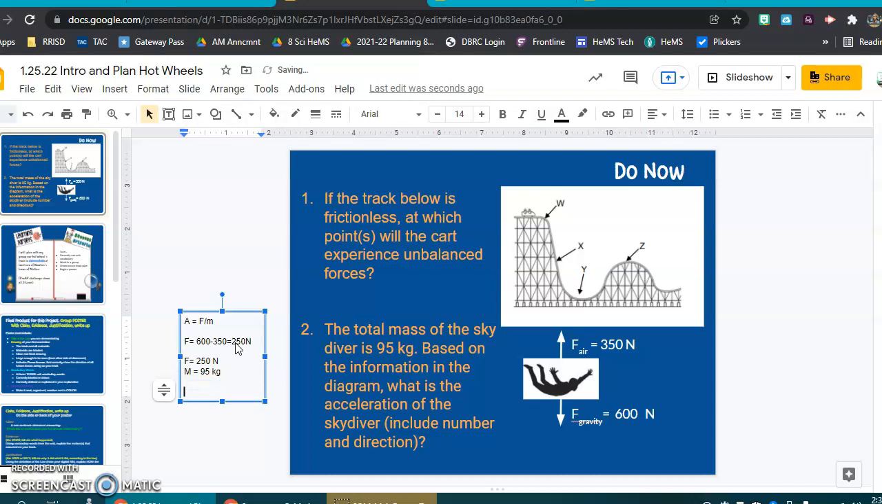So now I can come up with acceleration is equal to F divided by M. So it's going to look like this: 250 divided by 95. And you need to do the math on your calculator. And then your unit would be meters per second squared. So you'll have your number, and that's my unit. So you'll need to put the number and the unit. So you'll need to put both of these in Schoology.